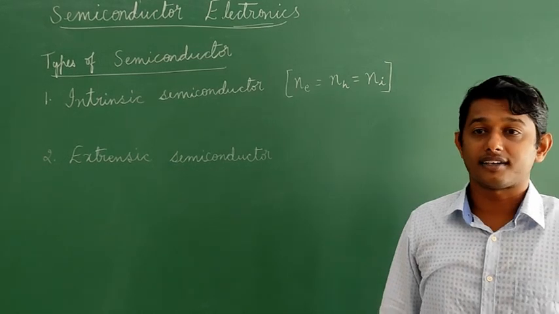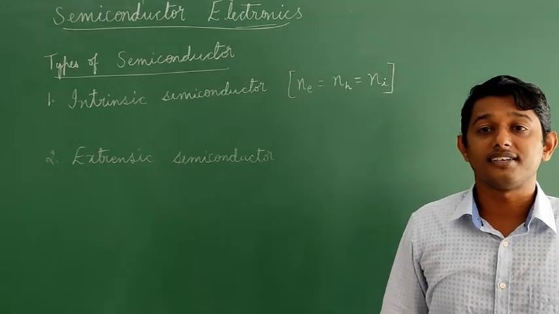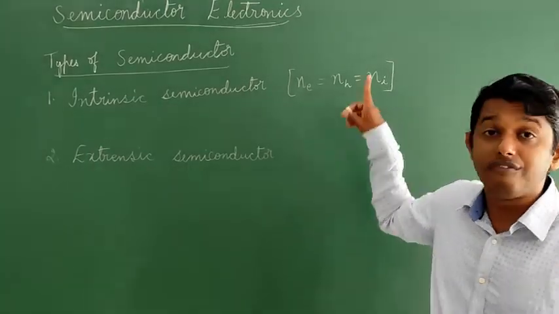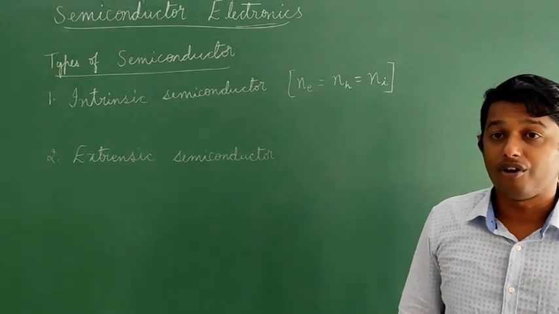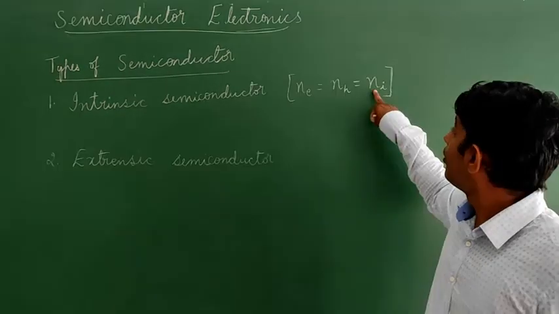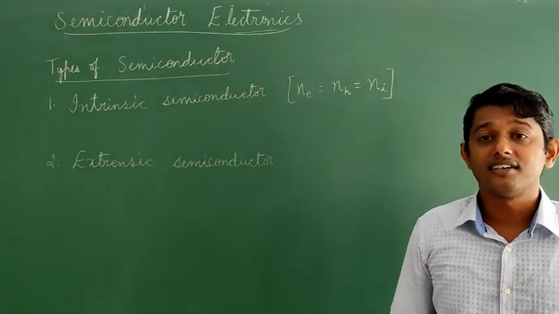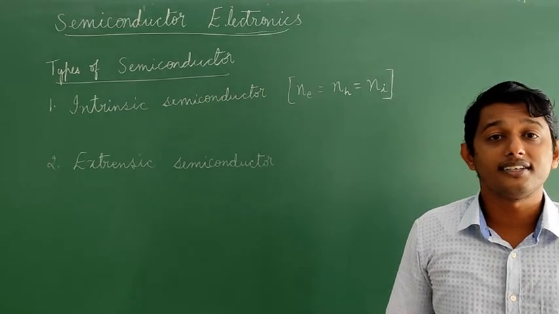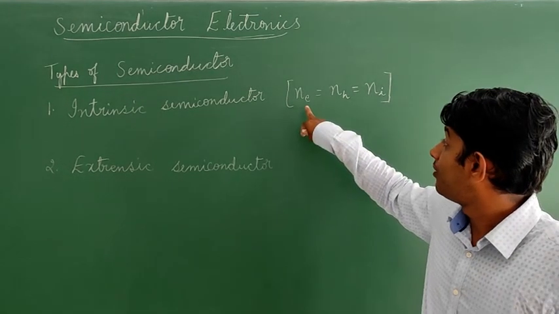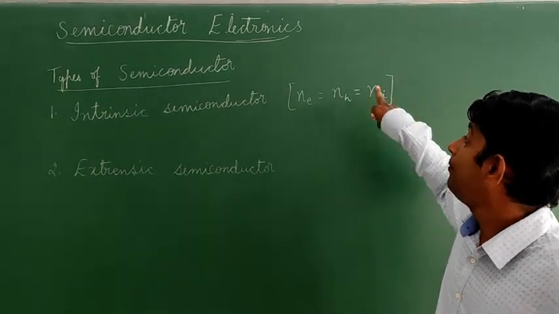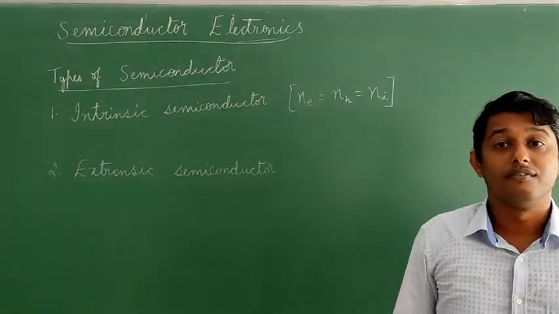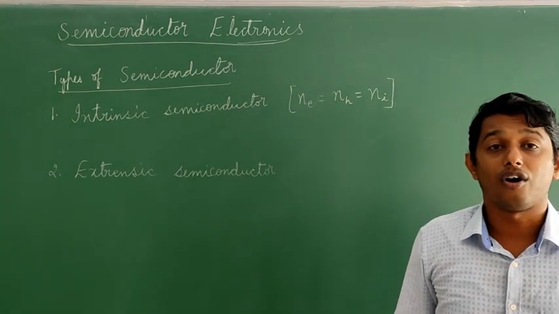In intrinsic semiconductor, the number of free electrons is equal to the number of holes. So Ne is equal to Nh is equal to Ni here. What is Ni? Ni is the intrinsic carrier concentration. So the number of electrons is equal to the number of holes, which is equal to the intrinsic carrier concentration.